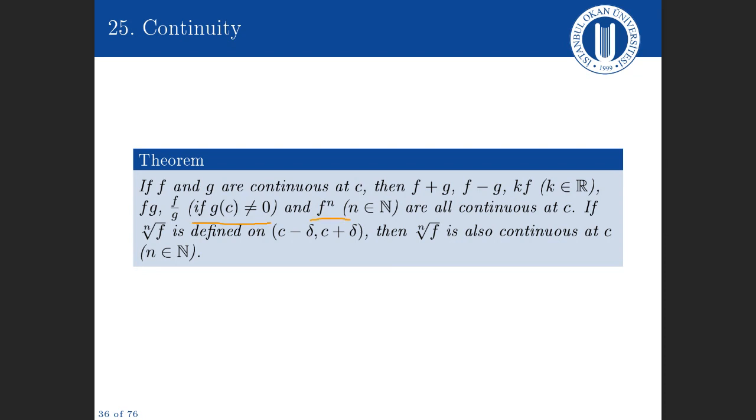F to the power n, continuous. For the nth root, we need to be a little bit more careful. So this is just being careful. We need it to exist close to c and at c. Then, as long as we've done that check, the nth root of a continuous function is also continuous.